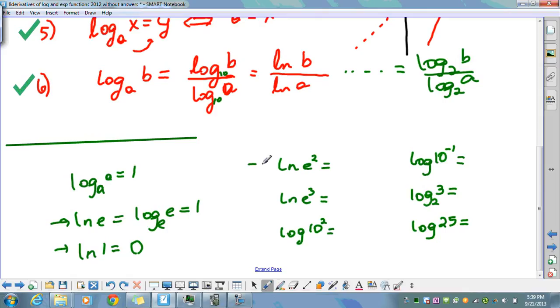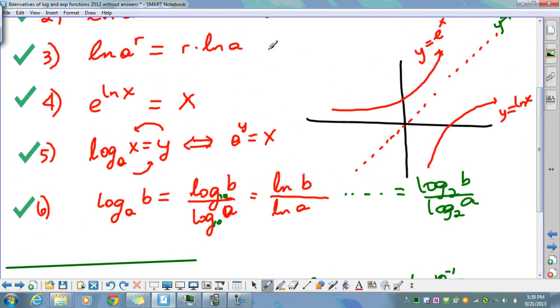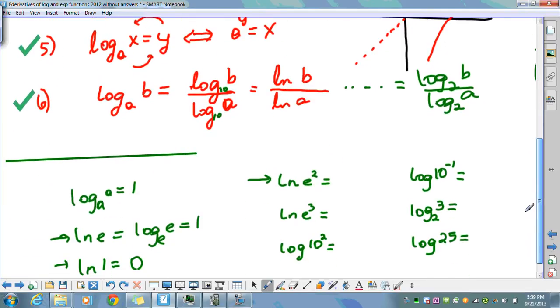And what about something like ln e squared? In that situation, we can apply property number 3, which tells us you can bring the power down, right? Bring the r down. That was property number 3. So bring the power down. And here we're going to have 2 times ln of e. And we know ln e is 1, so the answer will be simply 2. Same idea here. The answer will be 3 because it will be 3 times ln e. Ln e is 1. The answer is 3.